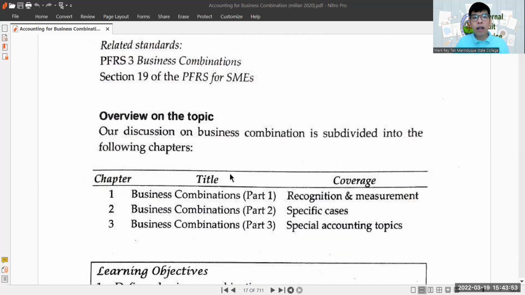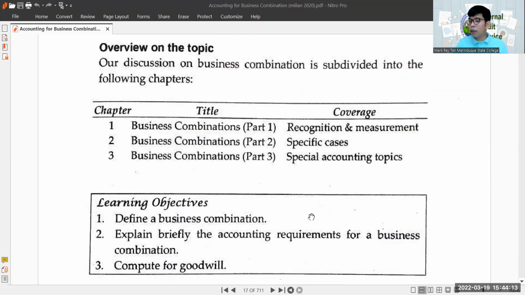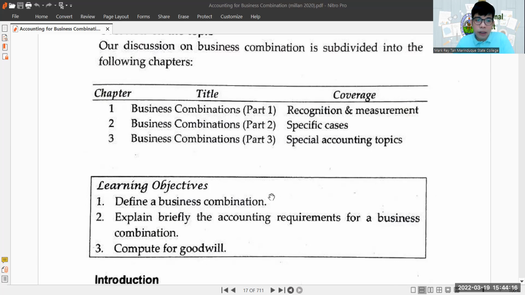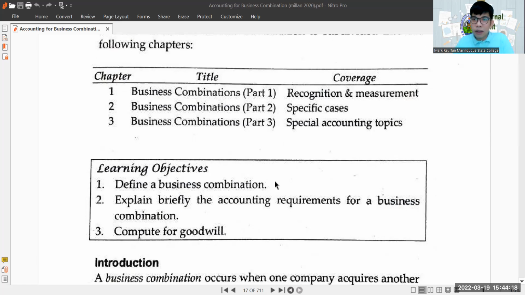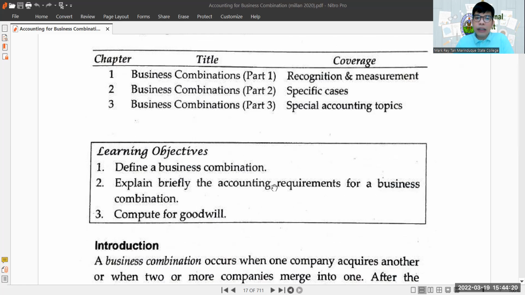Okay, so what is the overview of our topic? So basically, class, there are three chapters to discuss business combinations. Yung chapter 1 is the recognition and measurement, and then chapter 2 is the specific cases, and then chapter 3 is special accounting topics. Okay, let's proceed to the learning objectives of this chapter. First is to define a business combination, explain briefly the accounting requirements for a business combination, and compute for goodwill.